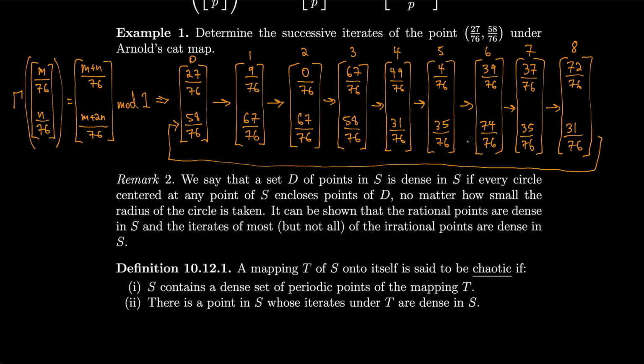A mapping T of S onto itself is said to be chaotic if S contains a dense set of periodic points of the mapping T, and if there is a point in S whose iterates under T are dense in S. So that's our formal definition, really, for what we mean for a mapping to be chaotic.